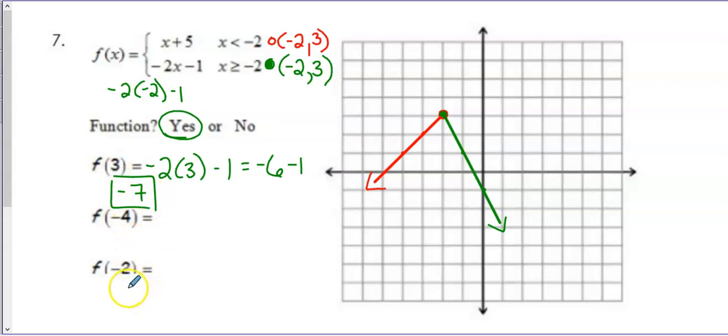Okay, I'll do the same thing with the -4. -4 is less than -2, so that's the red one. So -4 plus 5 is 1. And then the last one is -2. Let's see, -2 is equal to -2, so that goes with the green one also. -2 times -2, and then minus 1, and we already actually did that one, didn't we? So that's 4 minus 1, so that is 3.